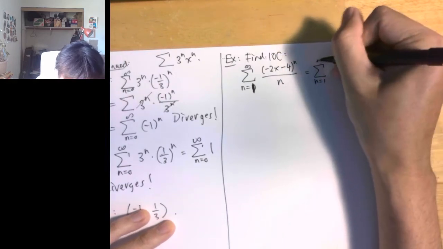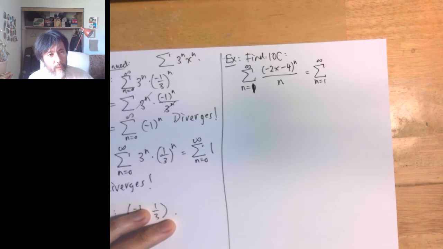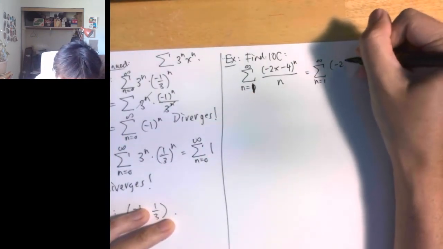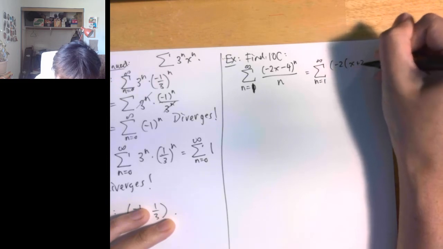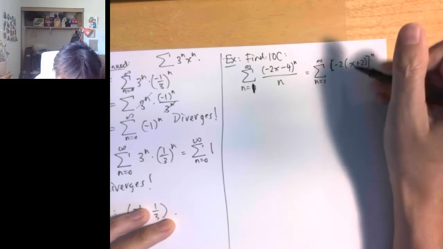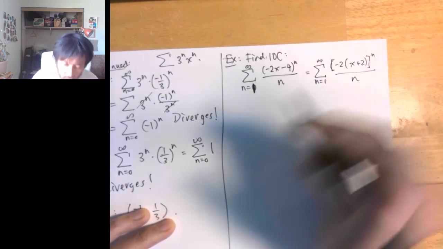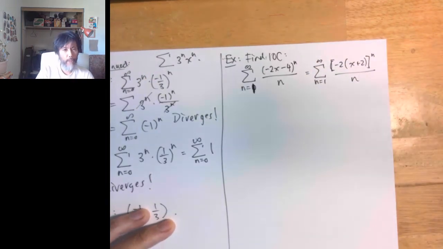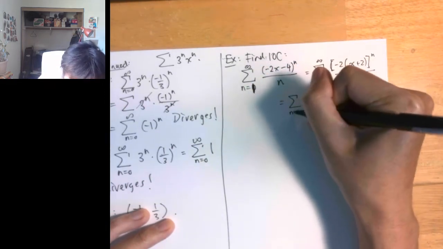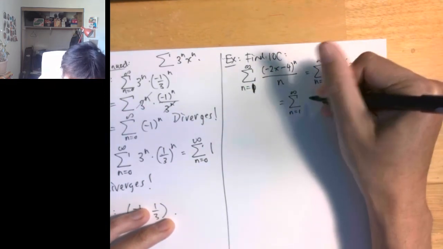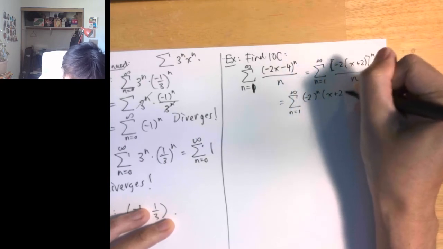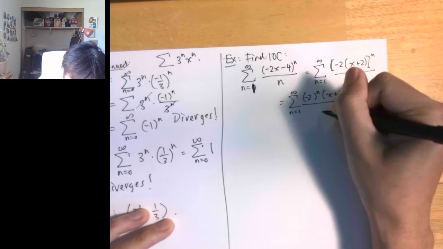What I can do is factor out the -2, which is bugging me, right? This is the same as -2 times x plus 2, to the nth power. Are we all comfortable with that? And this is equal to the sum from n equals 1 to infinity of -2 to the nth power times x plus 2 to the nth power over n.